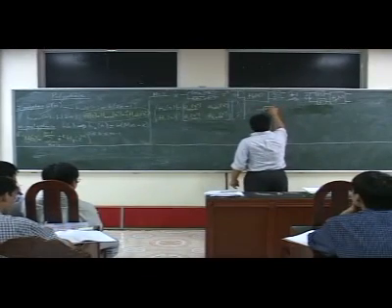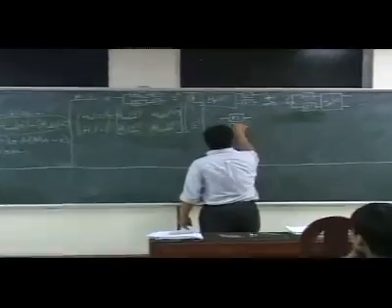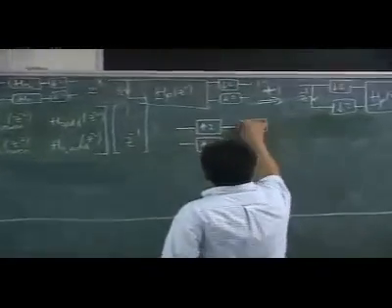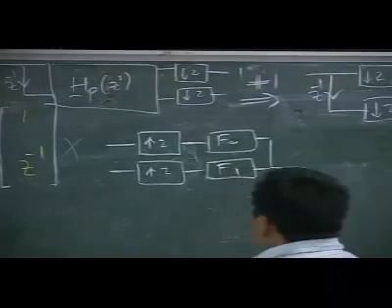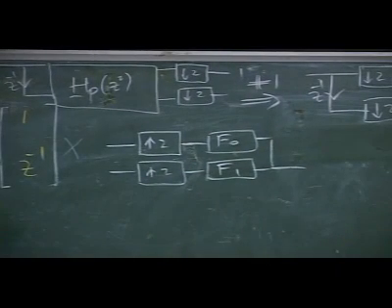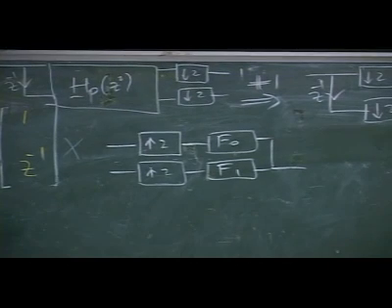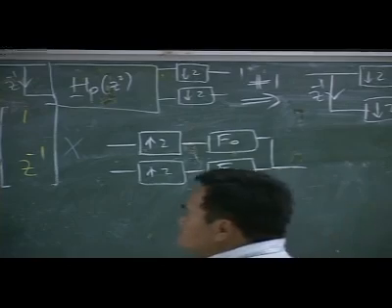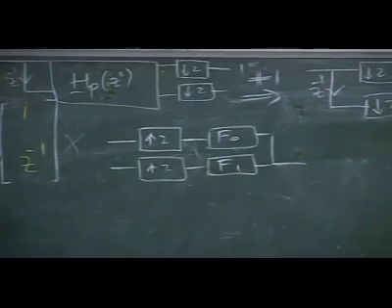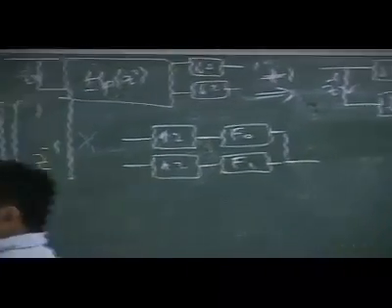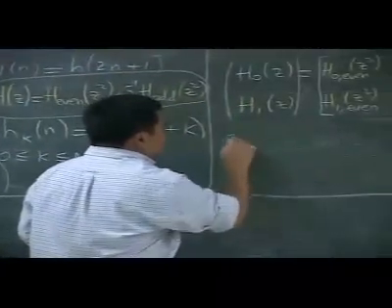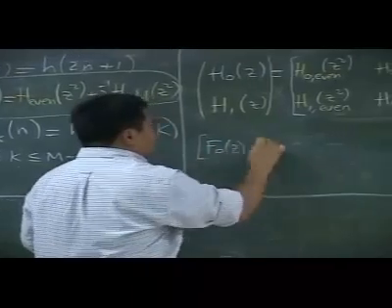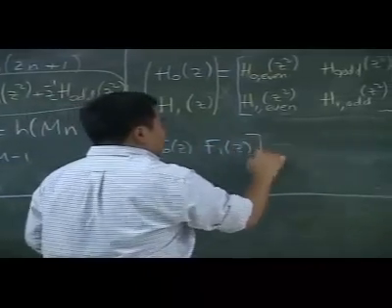So let's do it. We have up by 2, up by 2, F0, F1. Okay? So here is how we do this. F0 of z, F1 of z equals.